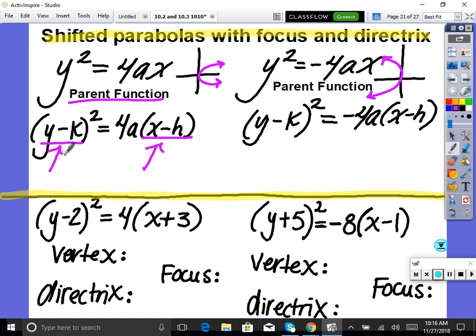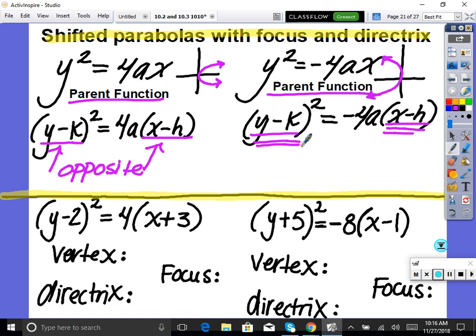And because they're both in parentheses, we do go opposite. That'll just change your vertex. It'll just shift it all. It's literally just going to shift it all around. So once again, this will be your shift. This is our parent function. Look, it still has that same form. It's just now a shift and a shift. Shifts left and right go with x. Shifts up and down are with y. And we go opposite. So let me just show you.